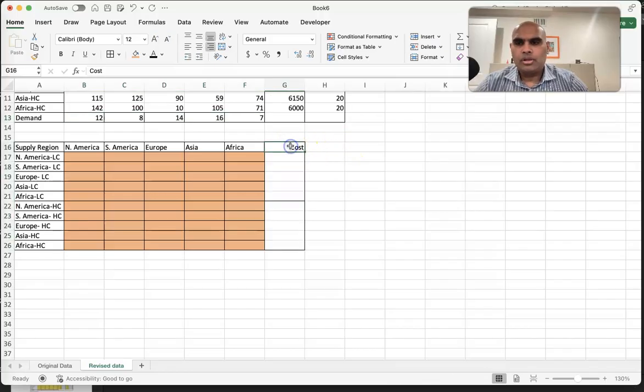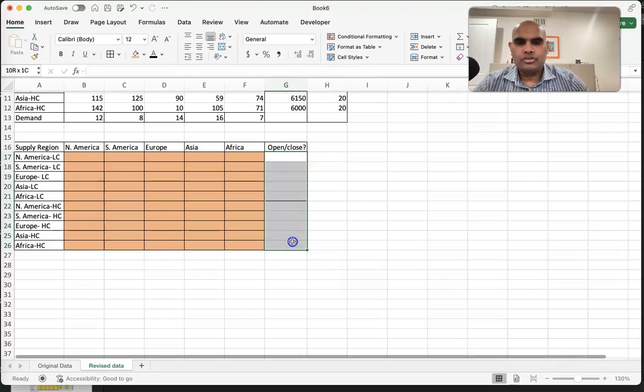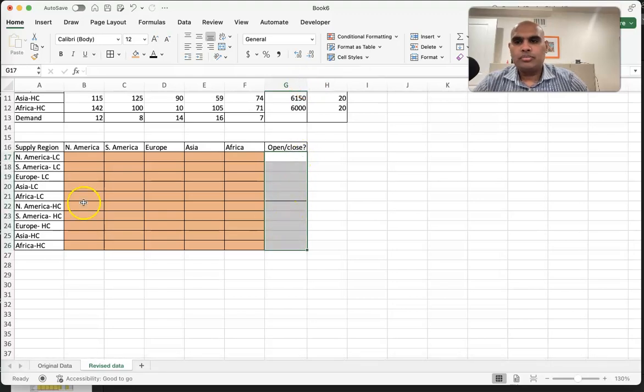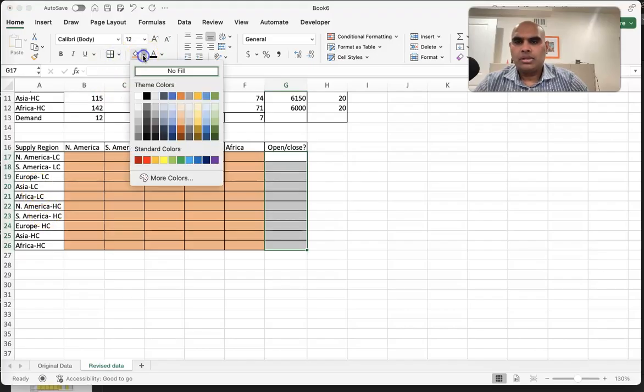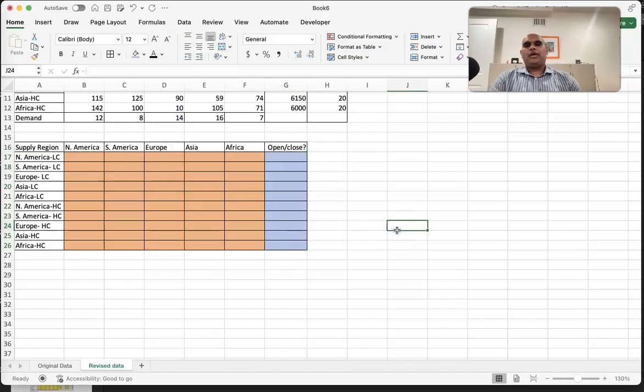So I'm going to call this open or close. Is it open or is it closed? This is where the final solution values of 1s and 0s will show up, telling us which of these plants are open or closed. So let me mark that with maybe a blue. Blue for open or close, and red for the Xij's.